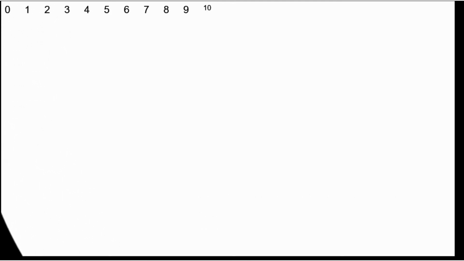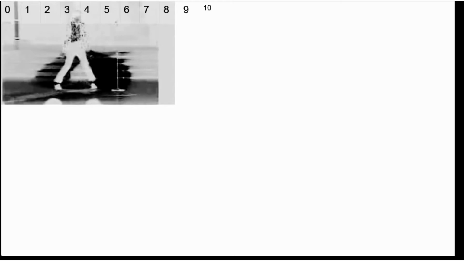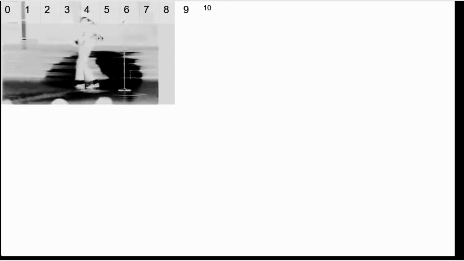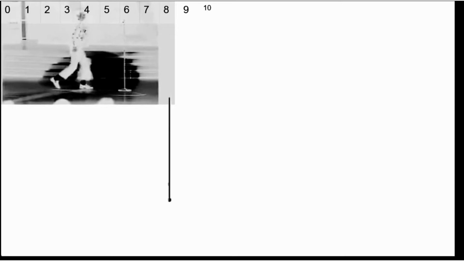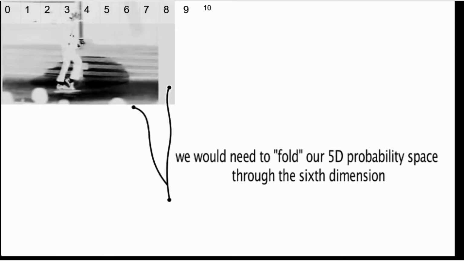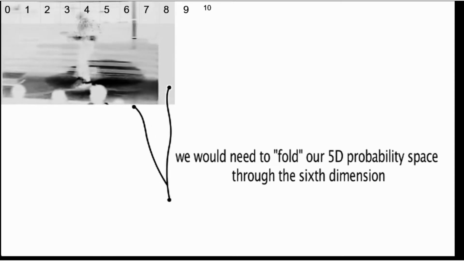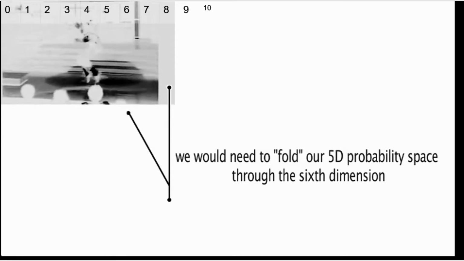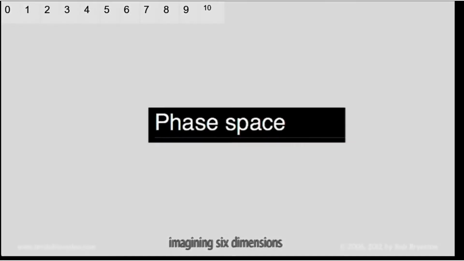There is zero probability that you or I can suddenly be in the world where, for instance, Michael Jackson is still alive. And yet the many worlds interpretation says those versions of the universe really exist within the quantum wave function. So how could we get there? We would need to fold our 5D probability space through the sixth dimension. I like to call the sixth dimension our universe's phase space.